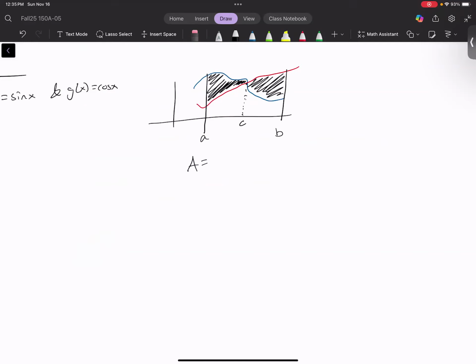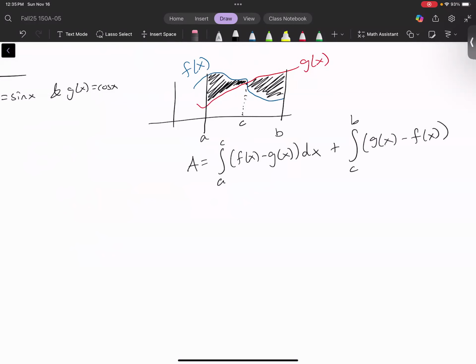So my area will equal, let's call the top function, the blue one, f of x and the red one, g of x. So my area will be the integral from A to C of f of x minus g of x, right? Top minus bottom. I'm looking on this left interval. Then plus, if you look on the right interval, it'll be from C to B, but now g of x is on top, minus f of x dx. Okay. So when you're doing area, it's always top minus bottom. Okay.